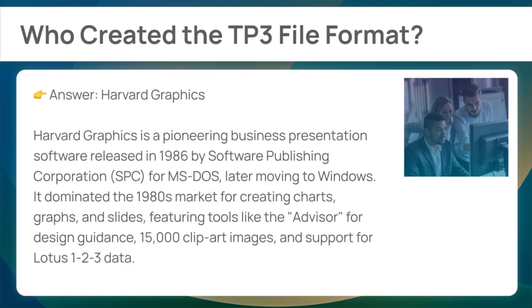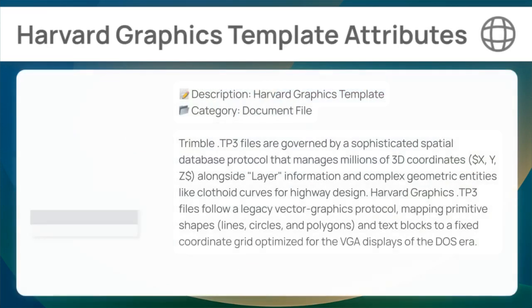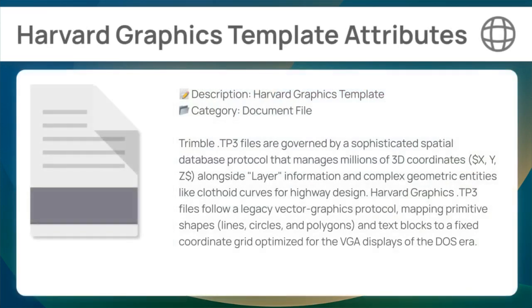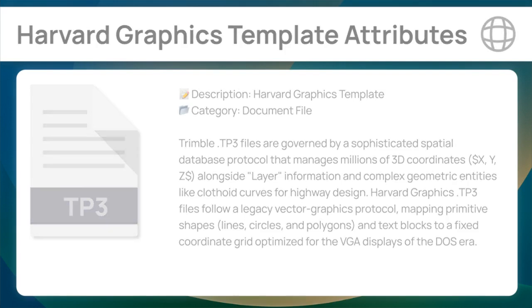Trimble TP3 files are governed by a sophisticated spatial database protocol that manages millions of 3D coordinates, X, Y, Z, alongside layer information and complex geometric entities like clothoid curves for highway design. Harvard Graphics TP3 files follow a legacy vector graphics protocol, mapping primitive shapes, lines, circles, polygons, and text blocks to a fixed coordinate grid optimized for the VGA displays of the DOS era.